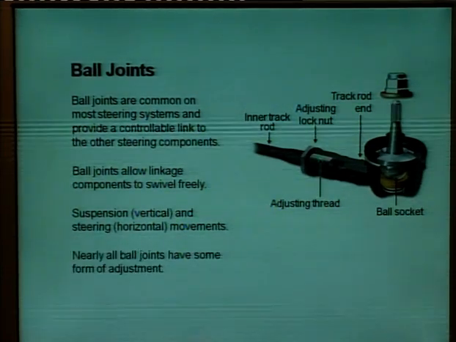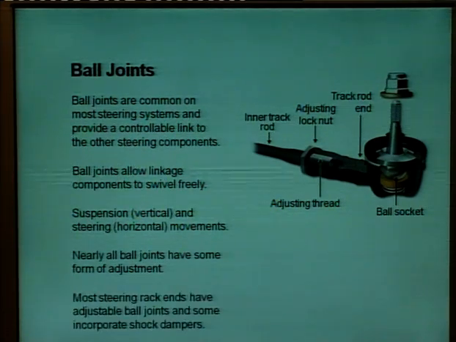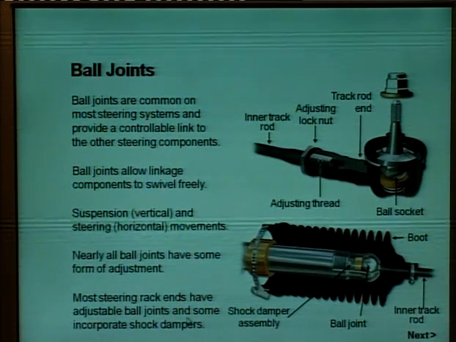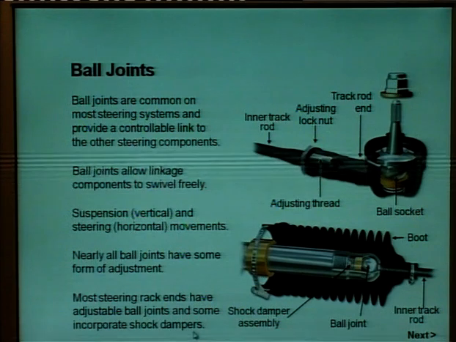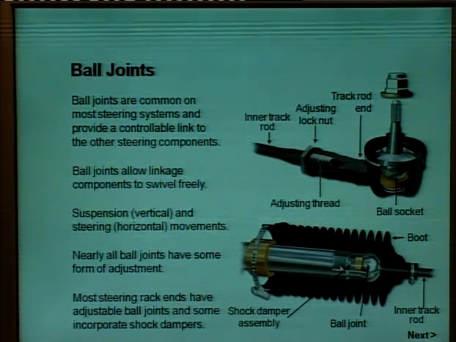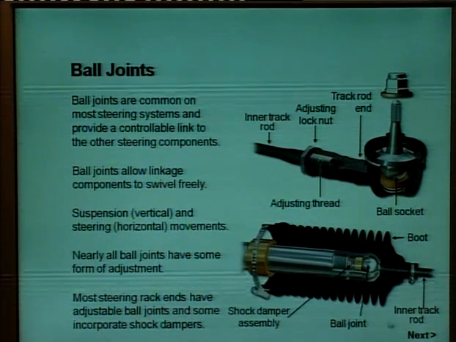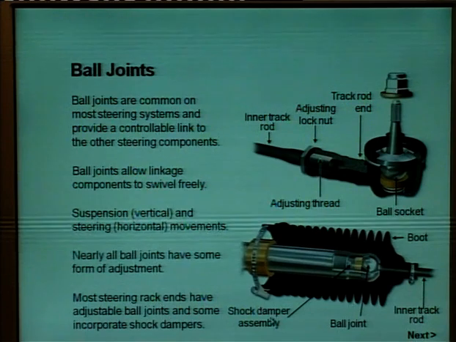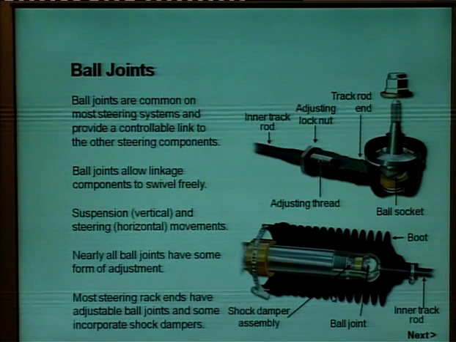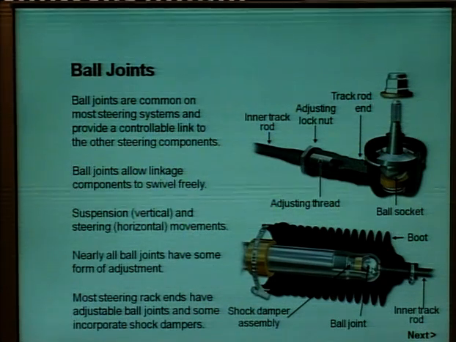So, nearly all ball joints have some form of adjustment. Most steering rack ends have adjustable ball joints and some incorporate shock dampers. Shock dampers are also provided in case of steering rack ends. So, this is a boot, this is the inner track rod, this is a ball joint, this is the shock damper assembly. This is known as a ball joint.